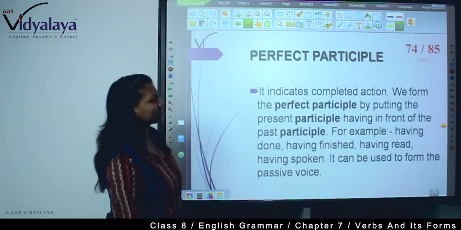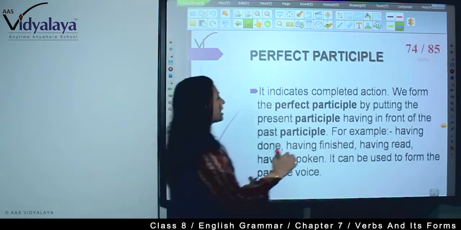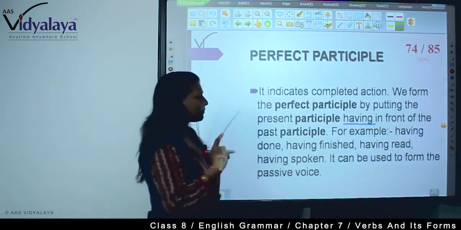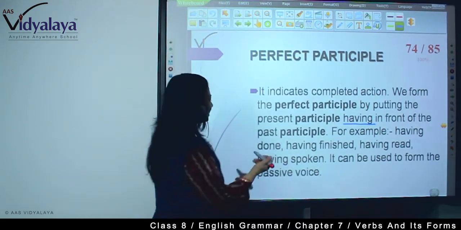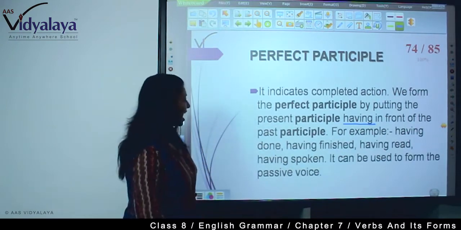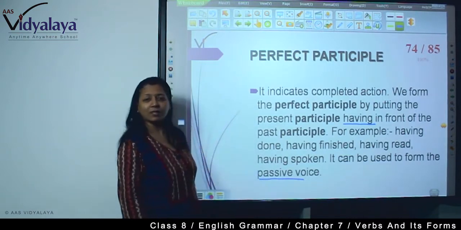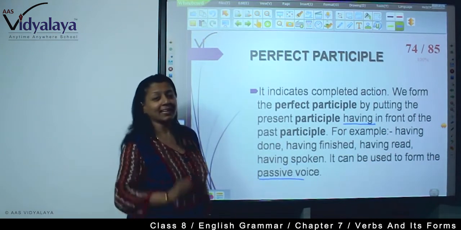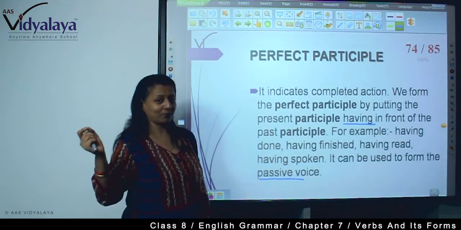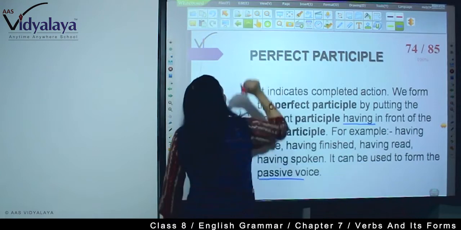Now perfect participle. It indicates completed action. We form the perfect participle by putting the present participle having in front of the past participle. Having done, having finished, having read, having spoken. It can be used to form the passive voice. When I do the active and passive session with you, you will learn the perfect participle there. It has been done by him. Right? So, have and done, this you will do.